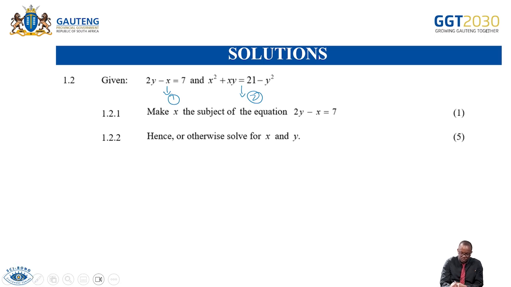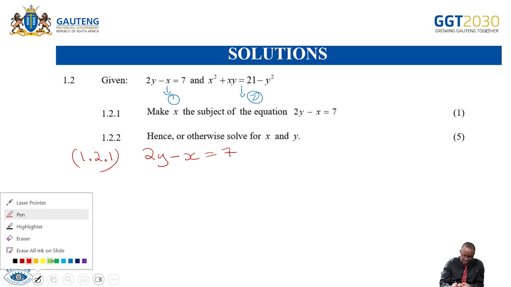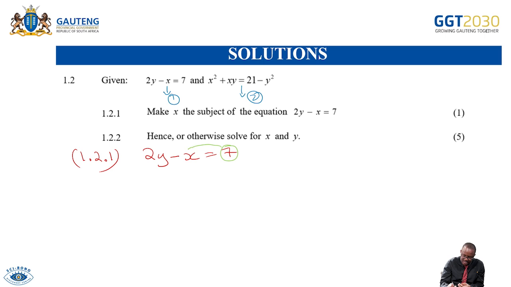Then now, looking at 1.2.1, they're saying you must make x the subject of the equation 2y minus x is equal to 7, for 1 mark. So if you have 2y minus x is equal to 7, you can now make x the subject of the formula in a simplest way. Remember, x needs to be positive.